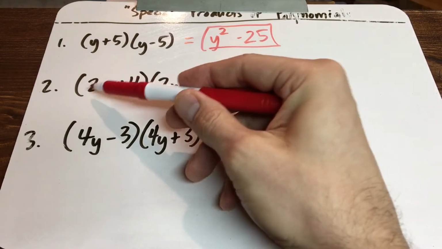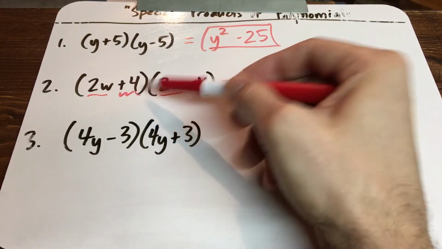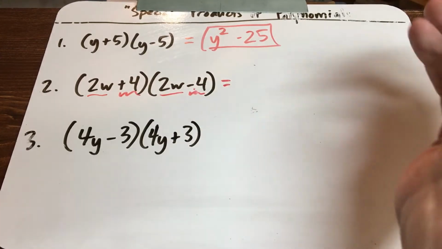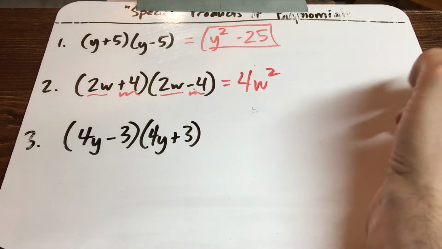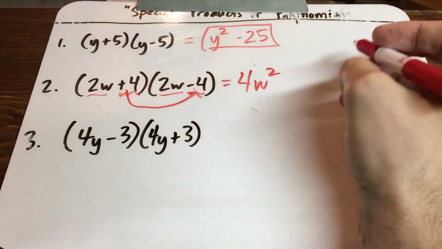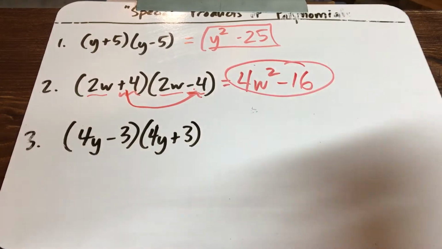It's the same scenario. The first term in each parentheses is the same. The second term is the same. The only difference is one is a plus and one is a minus. It's the same idea, right? 2w times 2w, that's 4w squared. And then positive 4 times negative 4, negative 16. Boom, perfect. Grand finale on this board.